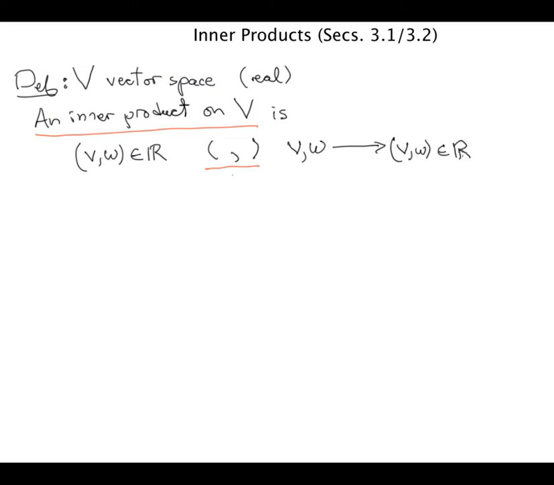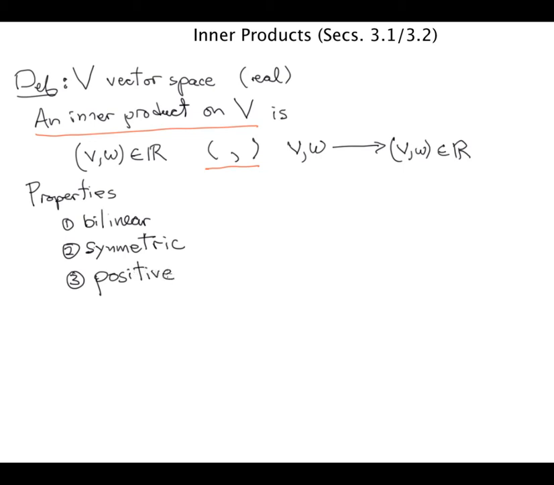So it's a way of associating to two vectors a number, with the properties. I won't write them out, but it's supposed to be bilinear, symmetric, and positive. So I won't write those out, but maybe one or two of them.